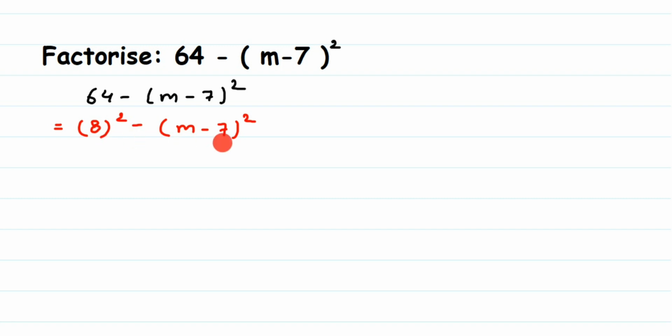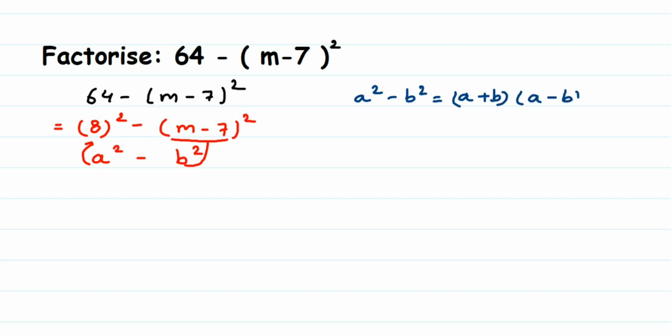We might have learned the identity a square minus b square. In place of a we have 8, in place of b we have the whole m minus 7. So you should take the b value as the complete m minus 7, right? a square minus b square. But what is a square minus b square? It is the identity which is equal to (a plus b) into (a minus b). So you can see that (a plus b) into (a minus b) are already in a factorized form. We have to just substitute the values of a and b in this identity and get the answer.